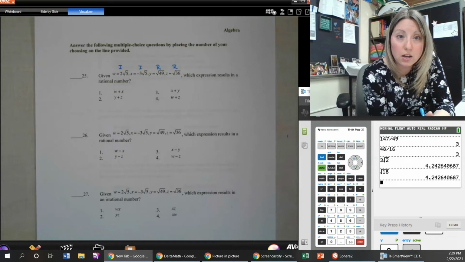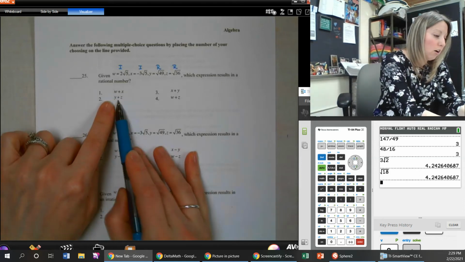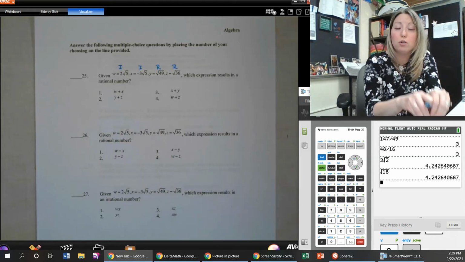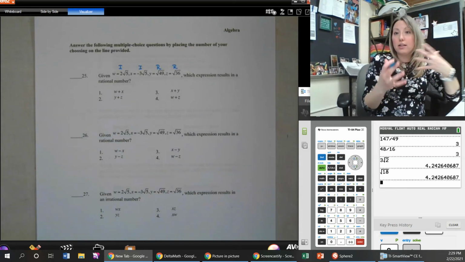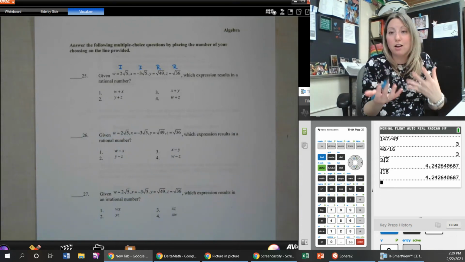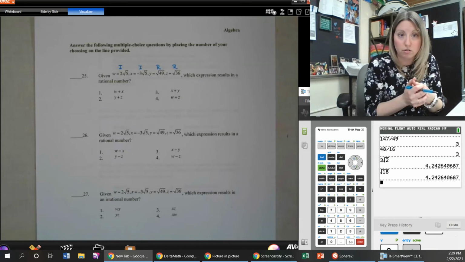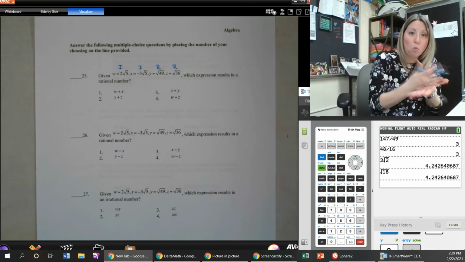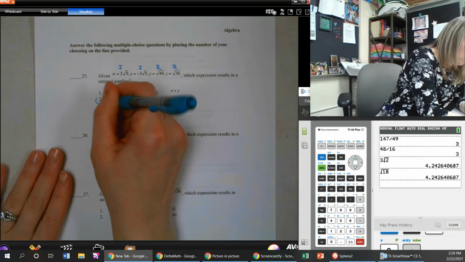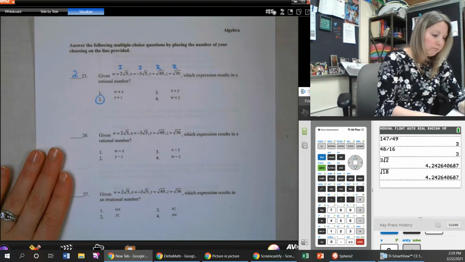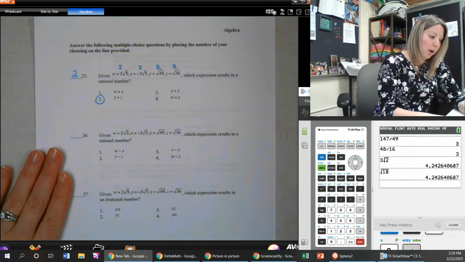So rational results in, and look at all the choices, they're all adding. When you have a rational plus rational, you get rational. So any combination of number sets is not going to give me a rational result. So I want to look for Y plus Z. So where do we see Y plus Z? Choice 2.